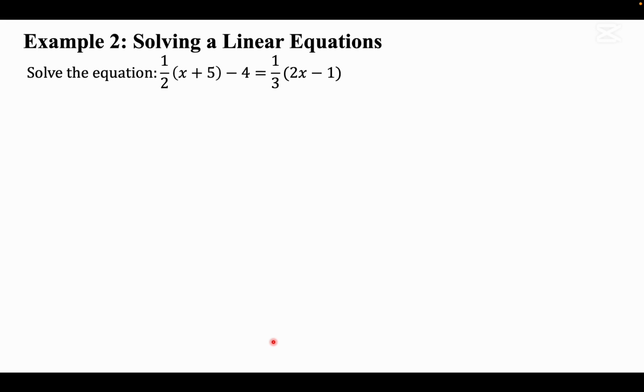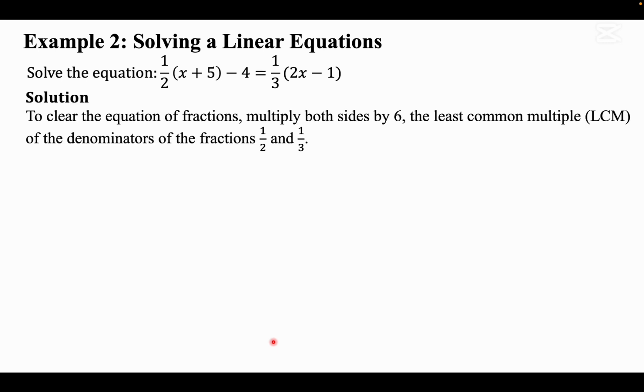Let's look at example 2, which involves fractions. A lot of students don't like fractions and decimals. The best way to solve this problem is to get rid of the fractions first. And how do we get rid of the fractions? Well, you can multiply both sides by the LCD, the least common multiple of 2 and 3. The numbers 2 and 3 both go into 6.